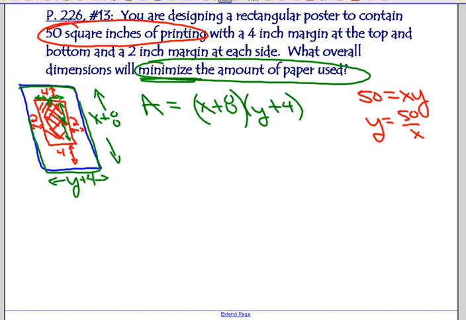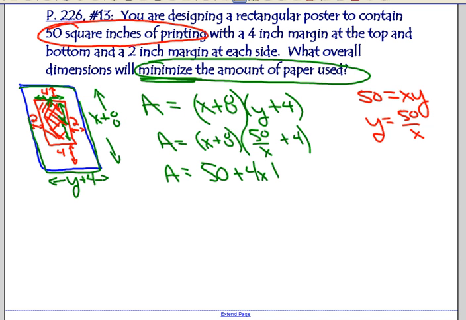So I come back now to my area equation. Area is x plus 8, I'll take out the y and put in 50 over x plus 4. Let's FOIL this out. The first gives me 50, the outside gives me 4x, the inside gives me 400 over x, and the last gives me 32. A good algebra student would combine like terms, but I know I'm going to take the derivative, and the constants go away anyway. The 4x goes to 4, and 400 over x becomes minus 400 over x squared.